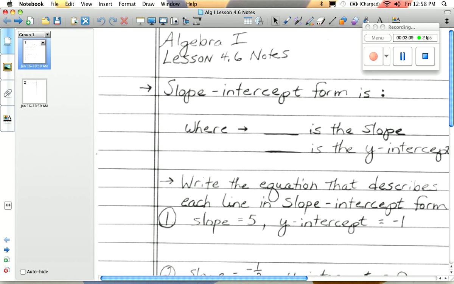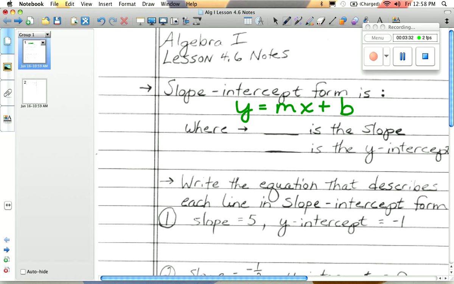Anybody know from their SQ3R what slope-intercept form is? It's not AX plus BY equals C. That's standard form. Allison, what is it? Y equals mx plus b. Now notice, these are all little letters.